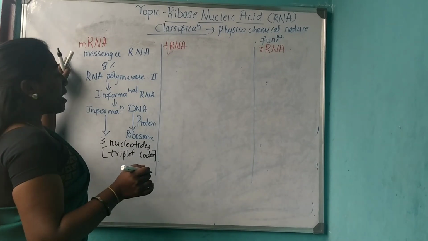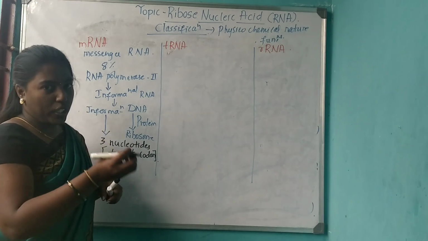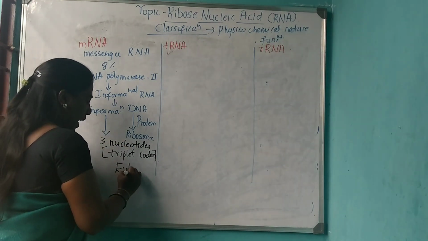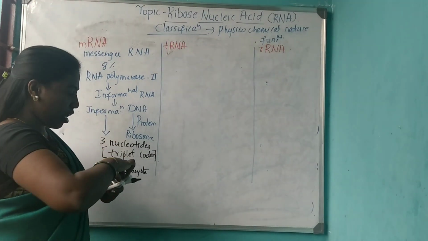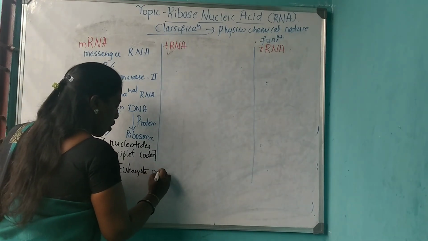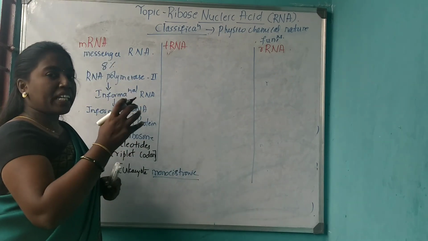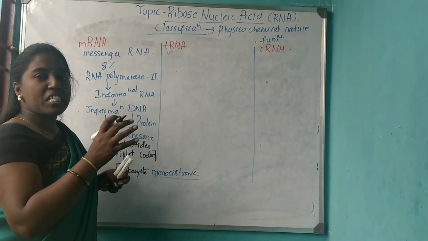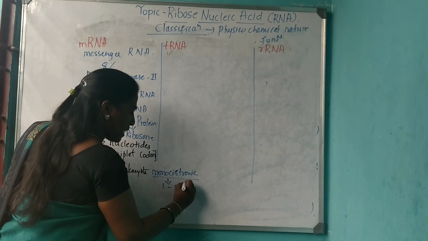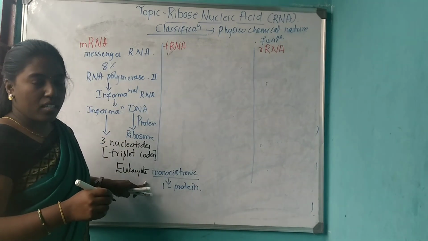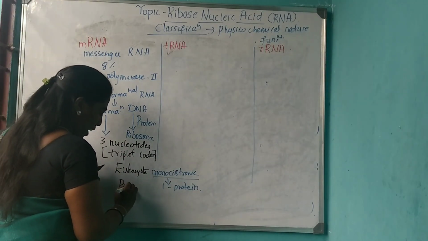Then mRNA in the case of eukaryotes. Eukaryotes, as you know, have a definite nucleus. In eukaryotes, mRNA is called monocistronic. What is the meaning of monocistronic? It means the mRNA carries the information for the synthesis of only one protein.